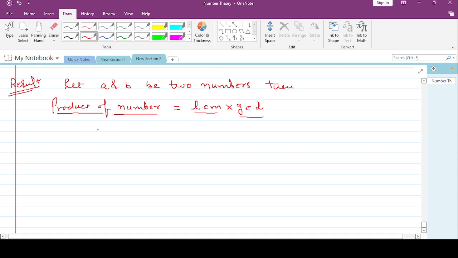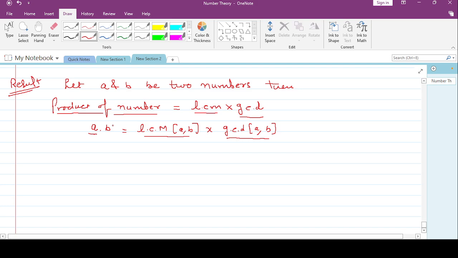suppose this thing, A into B, and here you are given LCM of A and B, and here you are given GCD of A and B. Suppose you know GCD, you know LCM, and you know A, then from this we can find the value of B. So this question is just solved like this only.